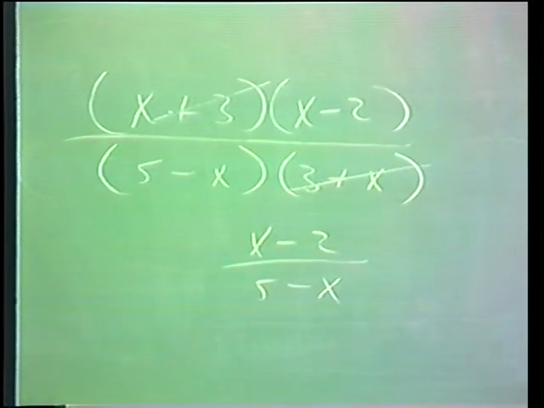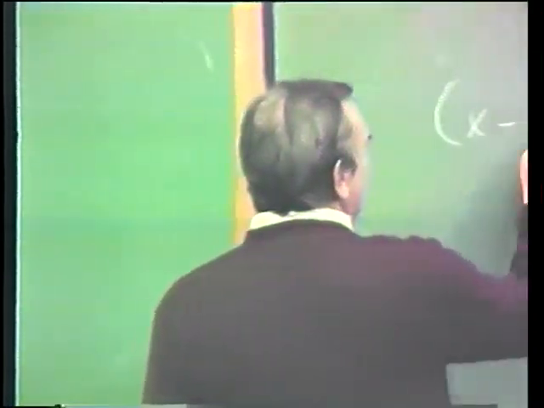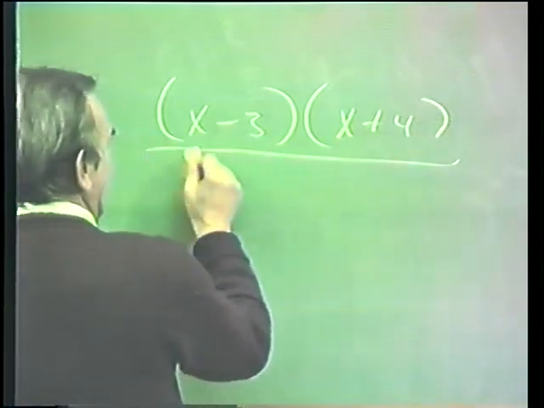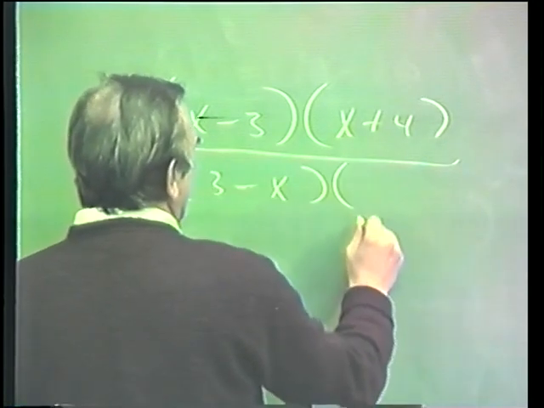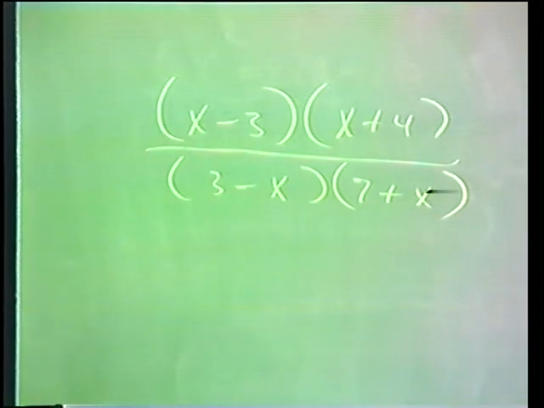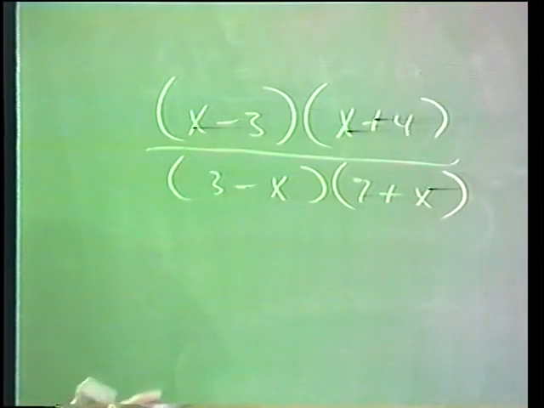Take a look at another problem. Let's suppose I factor my numerator, and I come out with x minus 3, x plus 4. I factor my denominator, and I come out with 3 minus x, 7 plus x. So this is what I get once I factor a numerator and a denominator. Now I want to see if we can simplify this. So what I want to know, are there identical factors? No. No. You see, subtraction is not commutative. X minus 3 and 3 minus x are not the same. But the question is, can we make them the same?